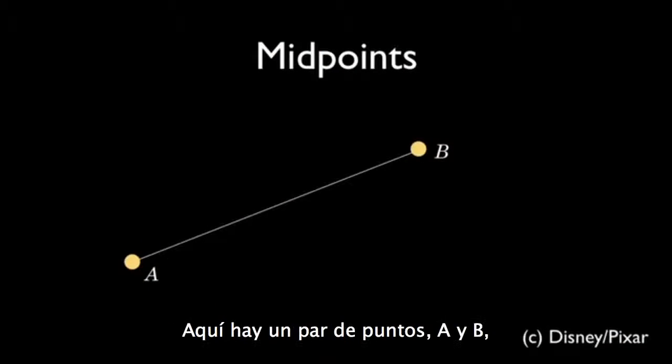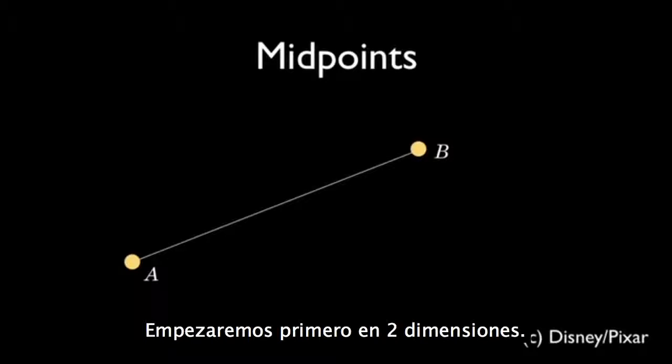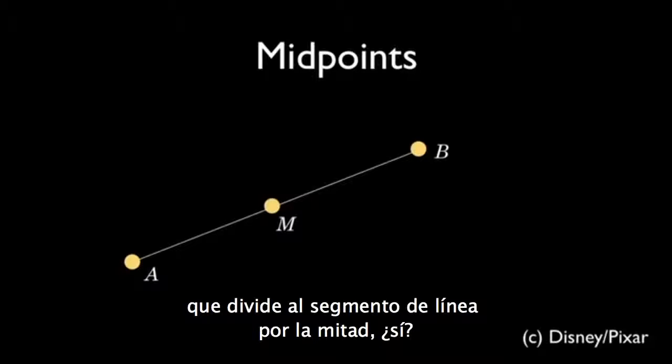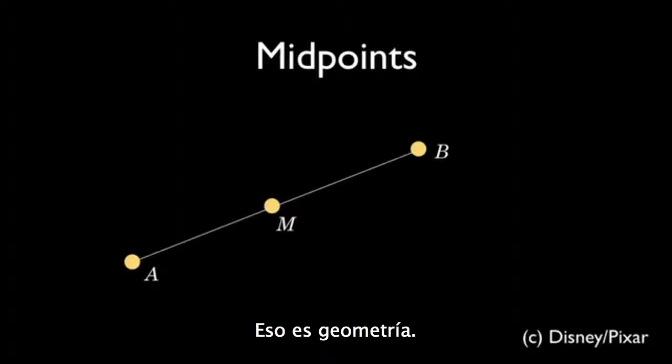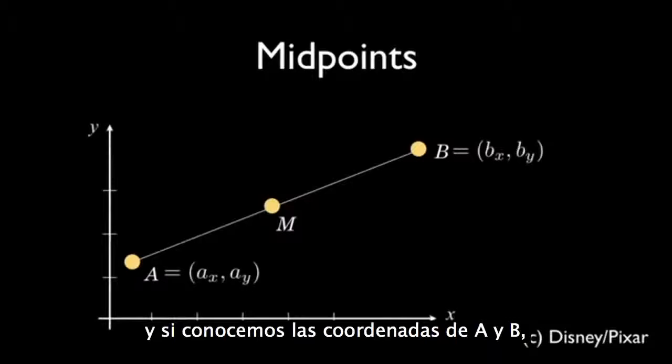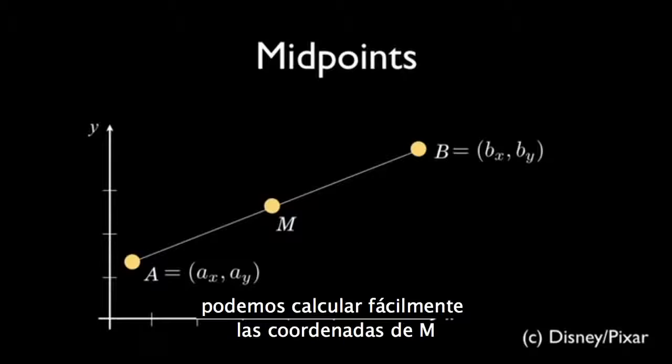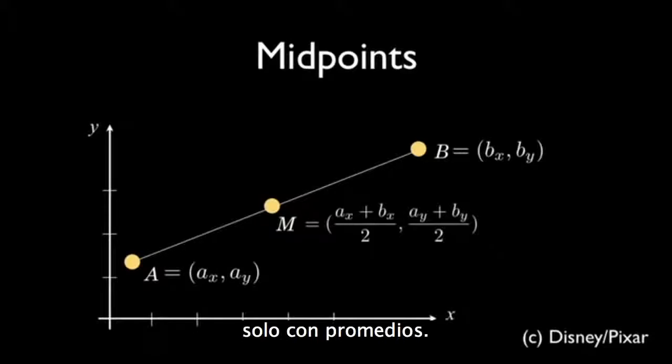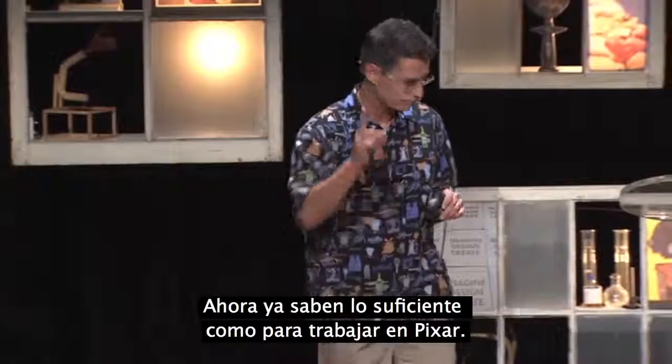So here's a couple of points, A and B, and the line segment between them. We're going to start out first in 2 dimensions. The midpoint, M, is the point that splits that line segment in the middle, right? So that's the geometry. To make equations and numbers, we again introduce a coordinate system. And if we know the coordinates of A and B, we can easily compute the coordinates of M just by averaging. You now know enough to work at Pixar.